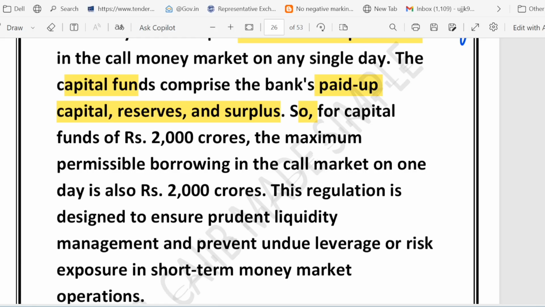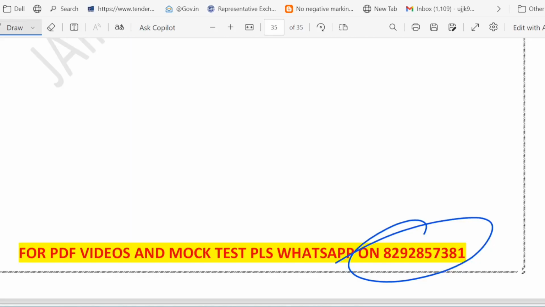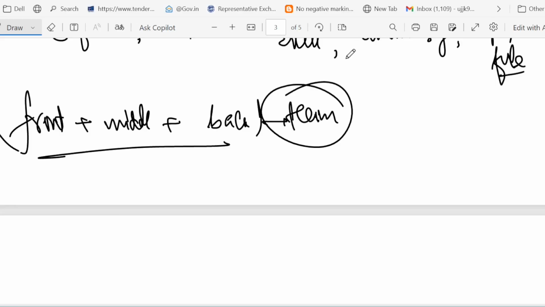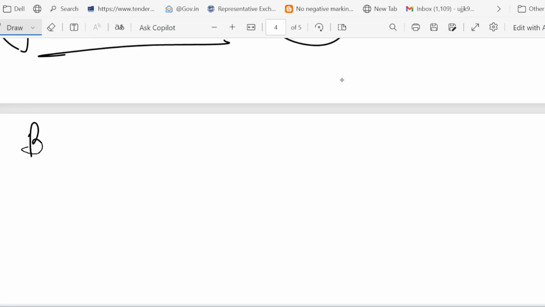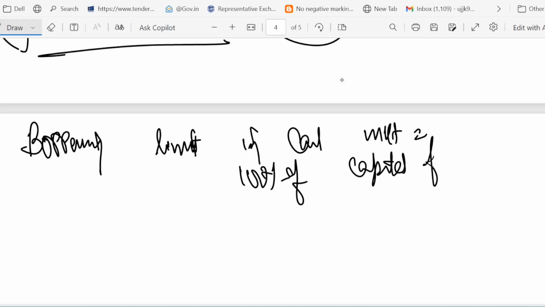So always remember, borrowing limit in call market is 100% of the capital fund, and capital fund includes capital, reserves and surplus, right? I hope you remember this one line, that borrowing limit in call market is 100% of capital fund. Let me again write it down. This will help you. So remember, borrowing limit in call market is 100% of capital fund. Please remember it. 100% of capital fund, that is the borrowing limit.